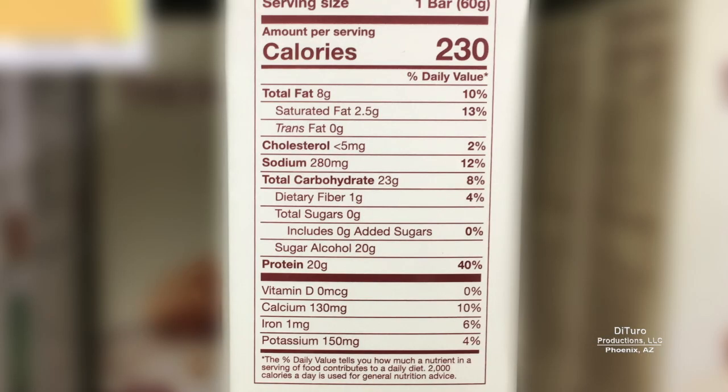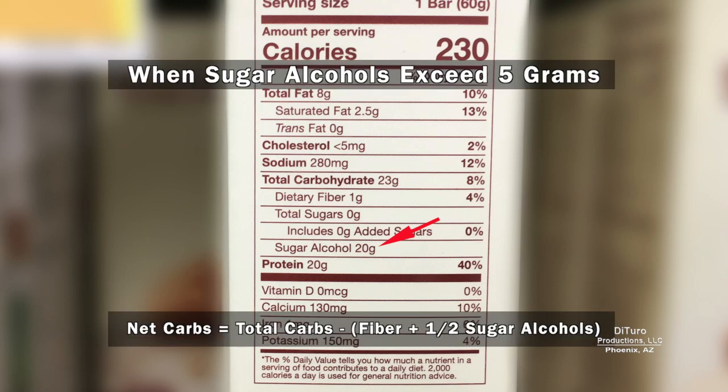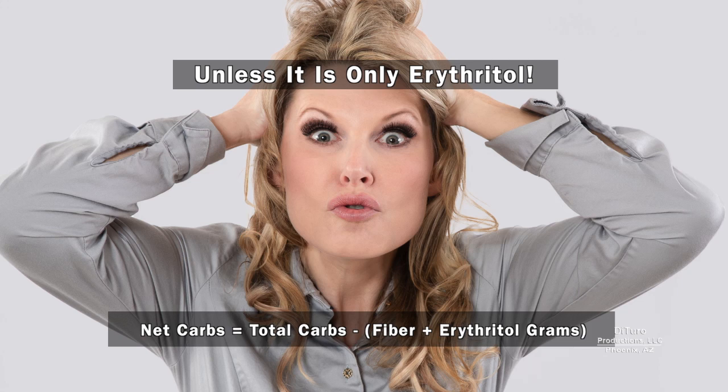When buying foods made with sugar alcohols, one recommendation is to include half of the amount if it exceeds 5 grams. In this example, net carbs would be 12 grams instead of 2 grams. Unless the food is only made with erythritol. Since it is not absorbed, you can exclude the entire amount.